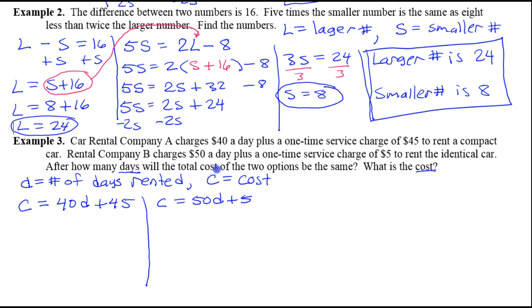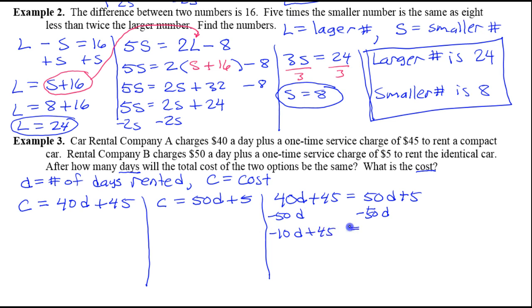So these are the two equations we have. If we want to know after how many days the total cost will be the same, then we can just set these equal to each other. So 40D plus 45 should equal 50D plus 5. So if we solve this equation, we will have the number of days when the two costs will be the same. So let us get the variable terms together by subtracting 50D from both sides. So that's going to give us negative 10D plus 45 is equal to 5. So now we will subtract 45 from both sides. So that will give us negative 10D is equal to negative 40.